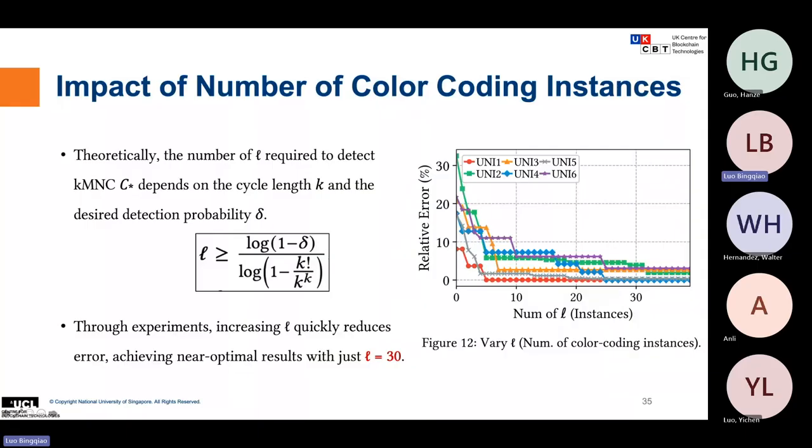So through our experiments, we increase the number of coloring processes L to see whether the relative error can drop. As shown in Figure 12, we can see that the error can actually drop very quickly at the beginning, and with L equal to 30, it can already achieve a relatively near optimal result. That's also why we set L to be 30 as our default setting.